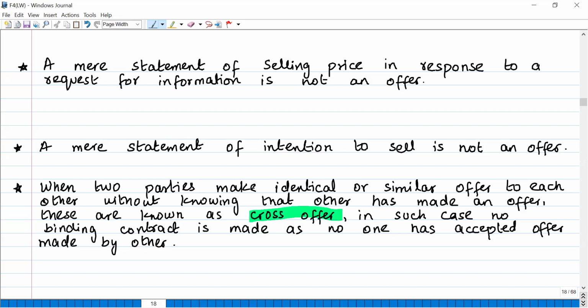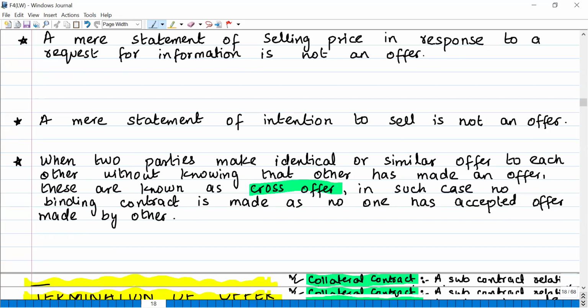If my friend asks me about, let's say, my car, and I say, okay, maybe after 10 days I will sell this car, maybe, then this intention of selling the car is not an offer. My friend cannot say to me that you said you may sell the car in 10 days, so I have accepted your offer, now you have to sell the car to me. No, it does not work like that.